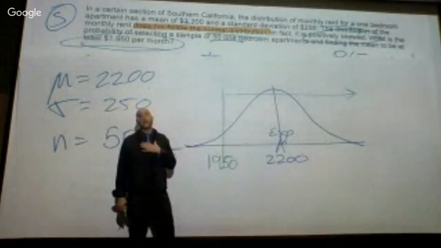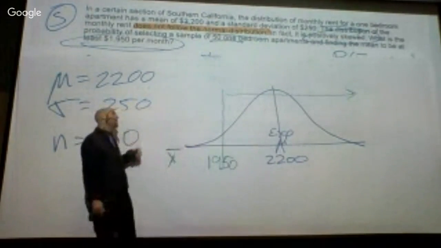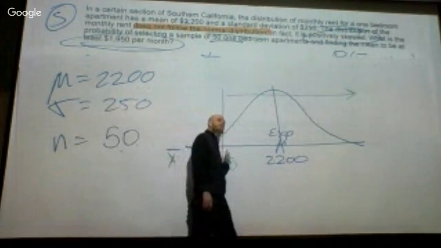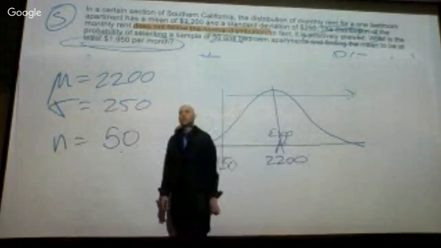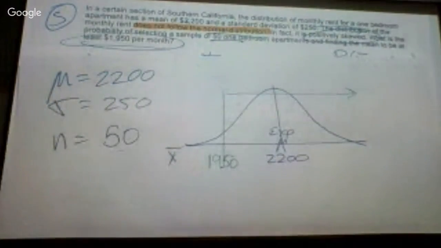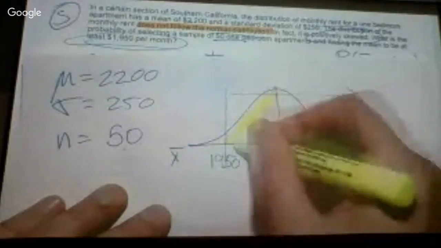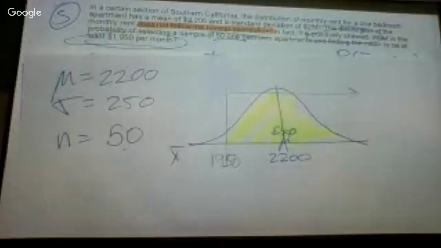But our question says, if I take a sample of 50 apartments, what's the probability that they average at least 1950? So our goal is to fill in the distribution to the right, and then that's our answer.